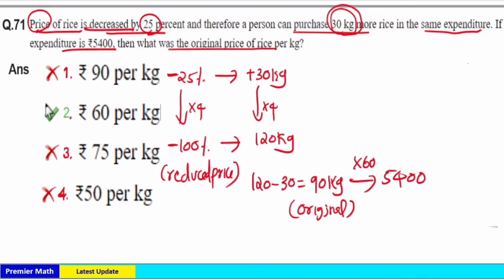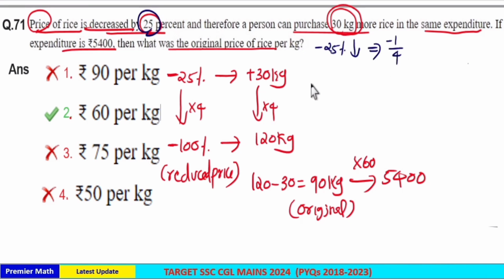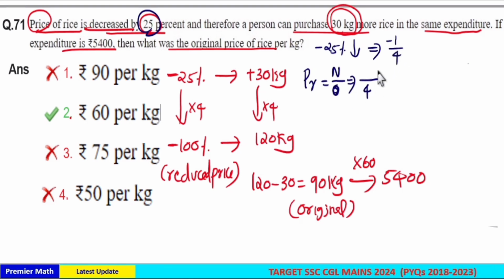You can also do this in ratio method. That is, here 25% is the reduction. 25% reduction means minus 1 by 4. So if you take price ratio is equal to new price by old price. Old price was 4 part. Now it is reduced to 1 part, means 4 minus 1. 3 part is the current price, new price.